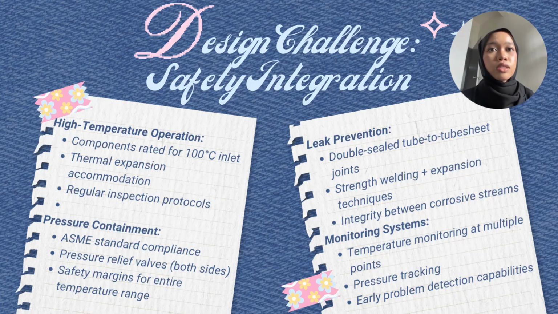It also follows ASME standards for pressure containment, includes pressure relief valves on both sides, and has safety margins across the operating range. To prevent leaks, double sealed joints and strong welding techniques are used. And finally, temperature and pressure are monitored continuously to allow early detection of any issues. Overall, these measures ensure safe and reliable operation.